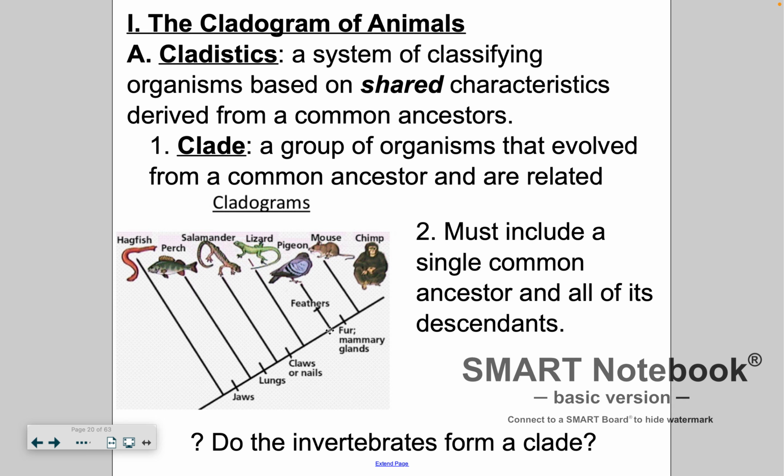All these organisms shared a common ancestor here, and that probably diverged, if not millions, billions of years ago. So my question is, do invertebrates form a clade? Even though when you look at this diagram you don't see any invertebrates, yes, invertebrates do form a clade. So let's dive into it.